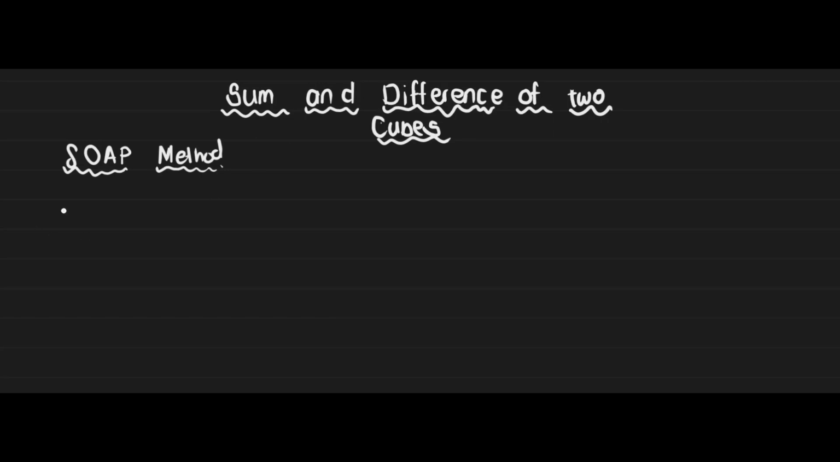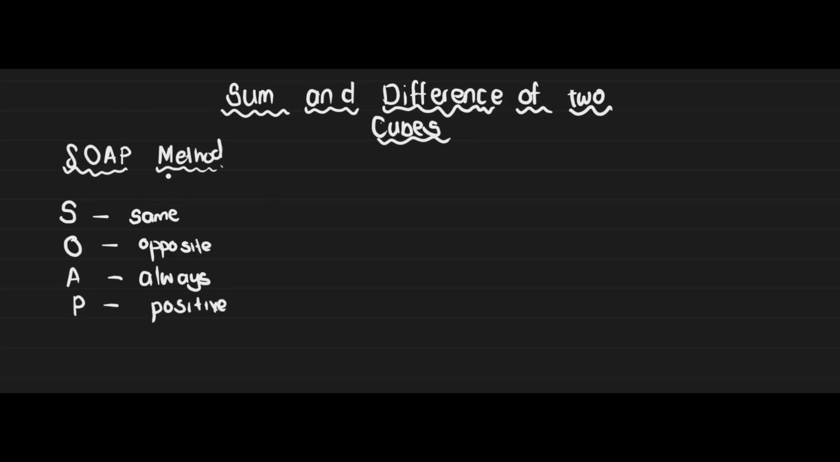In the SOAP method, S stands for same, O stands for opposite, A stands for always, and the last one, P, stands for positive. Accompanying the SOAP method, we need to know other things too. We need to know what the square stands for, what the X stands for, and what the other square stands for.